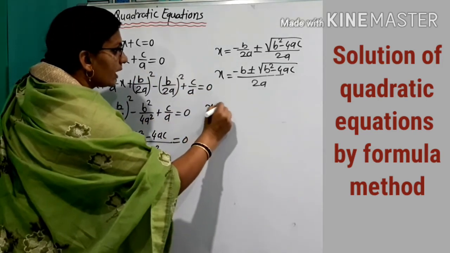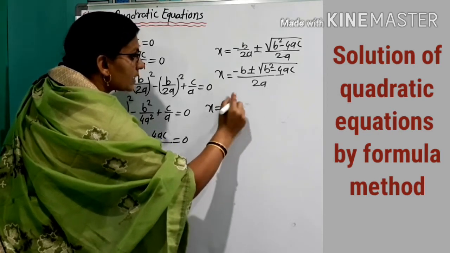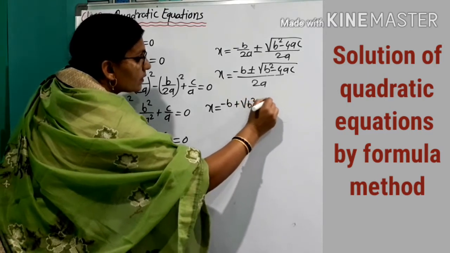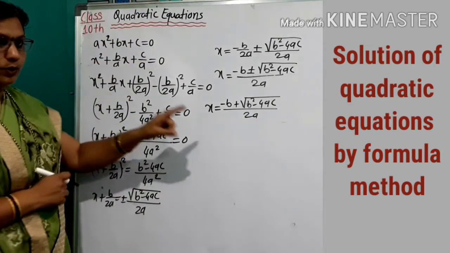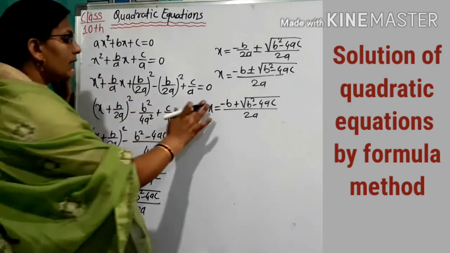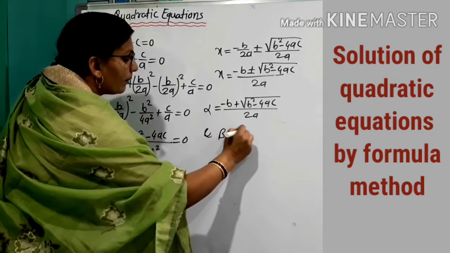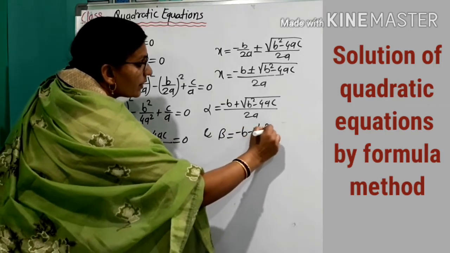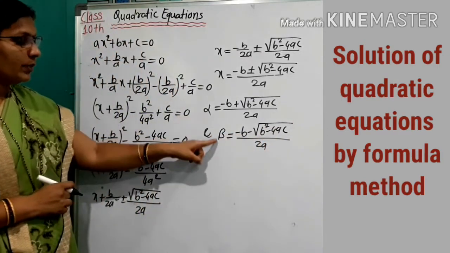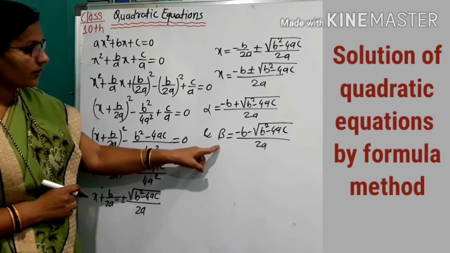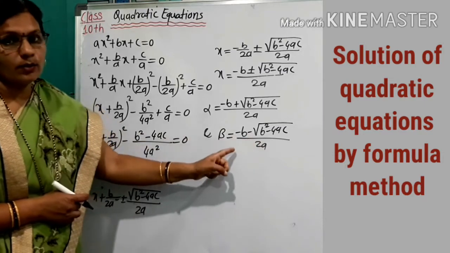Here x is written as minus b plus or minus root b square minus 4ac upon 2a. First of all I take plus, so it is denoted as alpha, and beta is minus b minus root b square minus 4ac upon 2a. These are alpha and beta, the two roots of the quadratic equation, where alpha equals this value and beta equals this value.